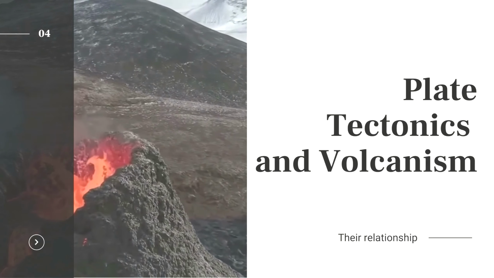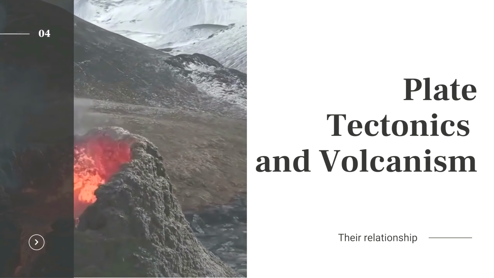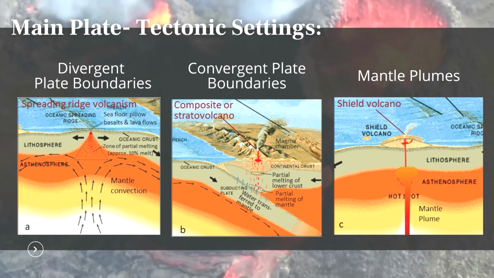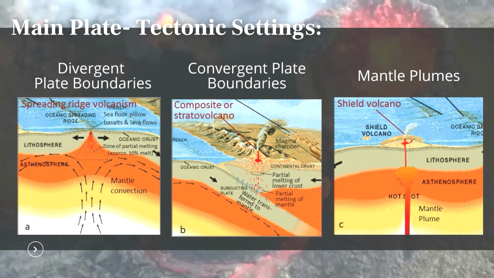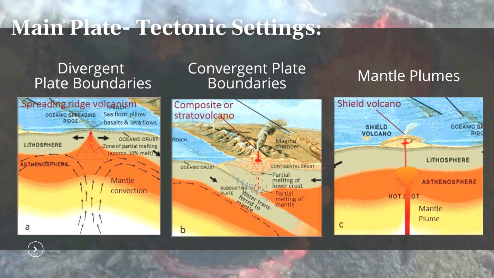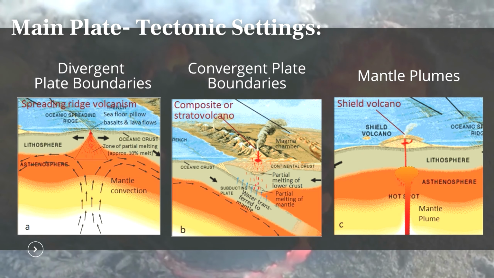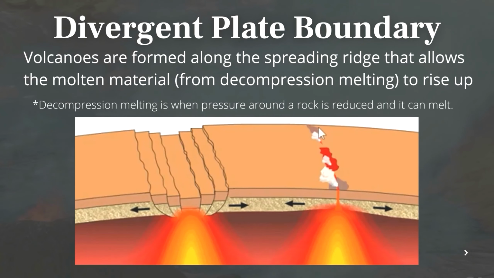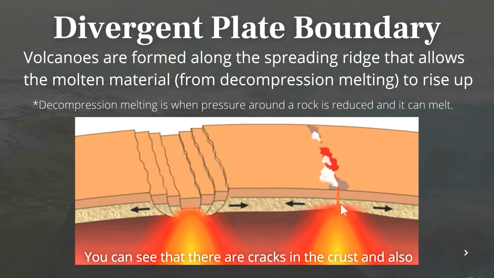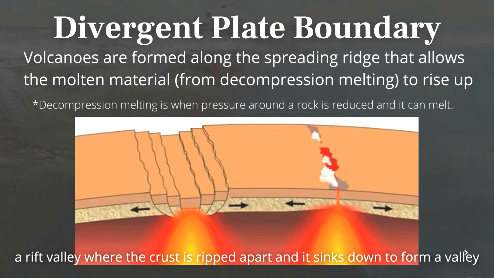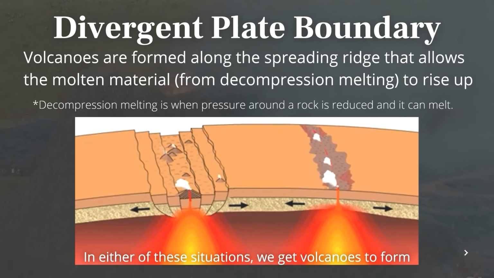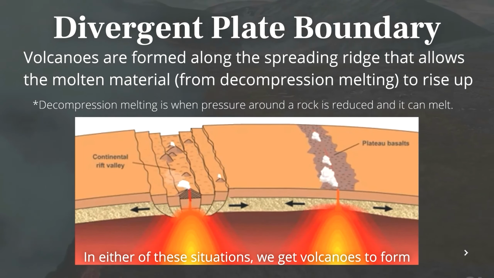Let's go to the relationship between plate tectonics and volcanism. Volcanoes are formed in three main plate tectonic settings: volcanism related to divergent plate boundaries, volcanism related to convergent plate boundaries, and volcanism related to mantle plumes. Divergent plate boundary. You can see that there are cracks in the crust and also a rift valley where the crust is ripped apart and it sinks down to form a valley that will allow magma from the mantle to rise up. In either of these situations, we get volcanoes to form.